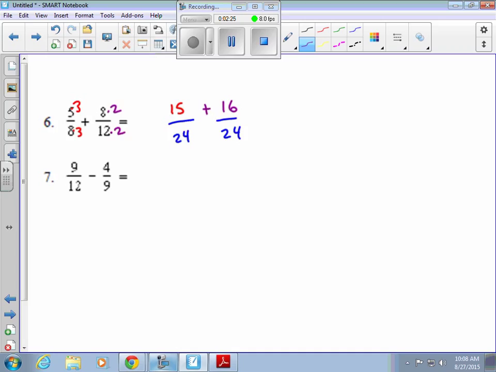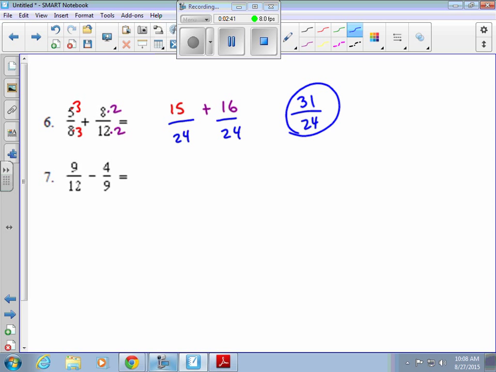So we got plus in the middle of them now. 24 is the bottom number, so let's leave it like that. 15 and 16, when you put them together, gives you the number 31. There's your simplified version.